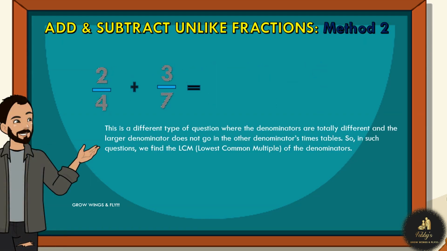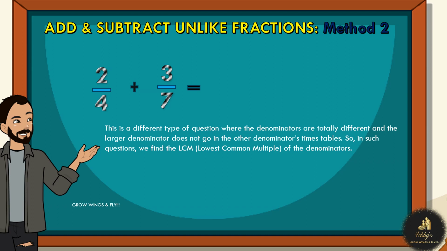Here's another type of question. Now here is the second method that has to be followed. If you look at it carefully, the denominators are totally different, 4 and 7, and neither of them will go in each other's times table, will they? 7 doesn't go into 4's times table. It doesn't, unless you don't know your times table, which I'm pretty sure you do.